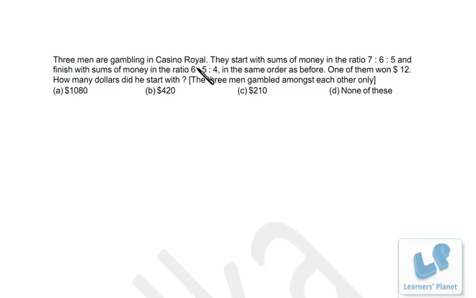Now, a simple problem based on ratio and proportion. 3 men are gambling in Casino Royale. They start with sums of money 765 and finish with sums of money 654 in the same order as before. One of them wins $1. See, in gambling, the total amount remains the same. Only the distribution is changed. So it's 7 plus 6 is 13 plus 5, 18, and this is 6 plus 5, 11 plus 4, 15. So I take the LCM of 18 and 15, that's 90.